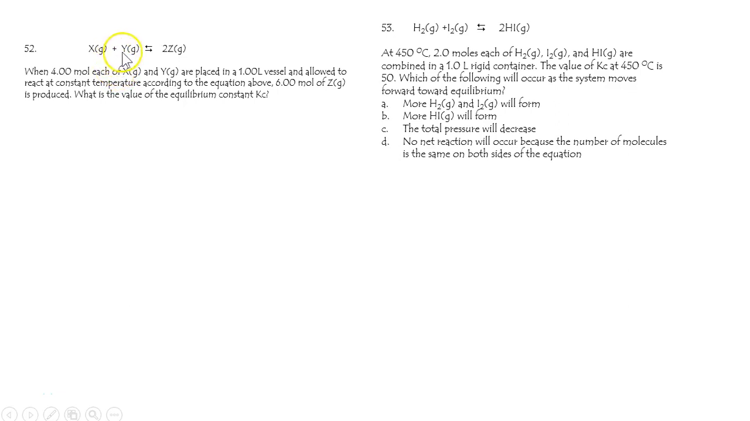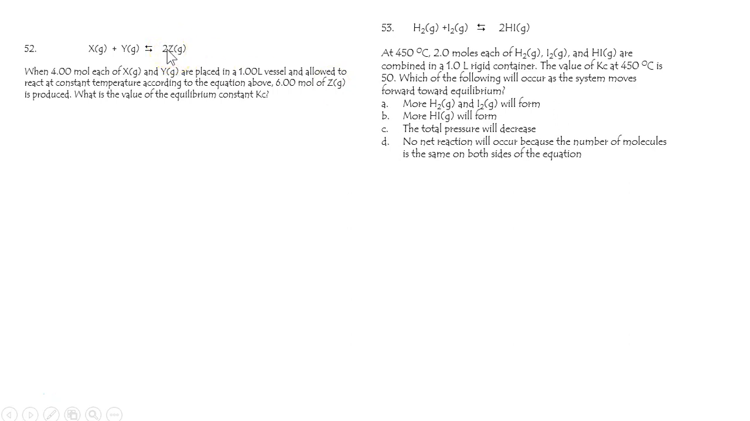When 4 moles of each of X and Y are placed in a 1-liter vessel, thus rendering them as 4 molar for each, those would be your initial conditions, and they're allowed to react, you find that it forms 6 moles of Z, so the concentration of Z will be 6 mole per liter.